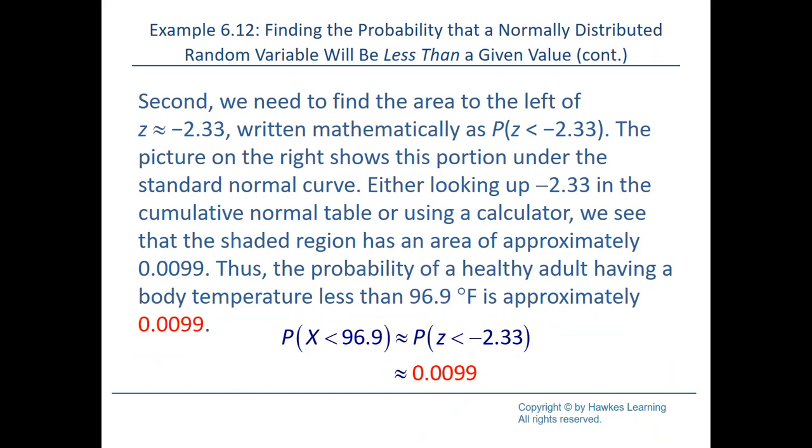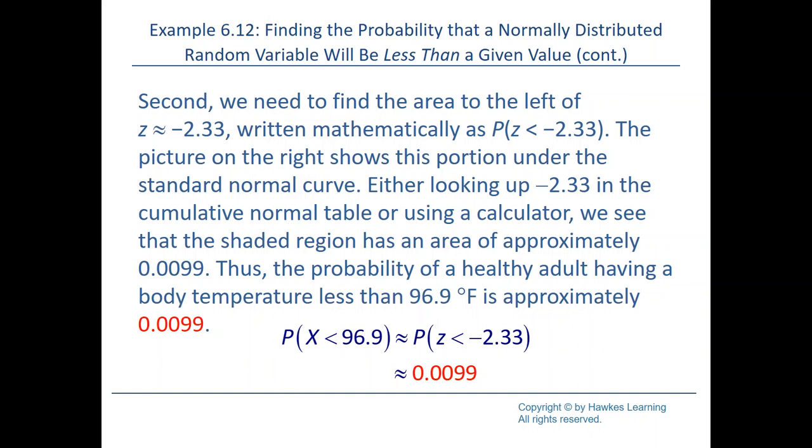And again, the picture on the right is if it was just a standard normal curve, whereas the one on the left was a regular normal curve. So we have two options. We can either look up negative 2.33 on the cumulative normal table, or we can use the calculator to find that shaded region, which will be approximately 0.0099.